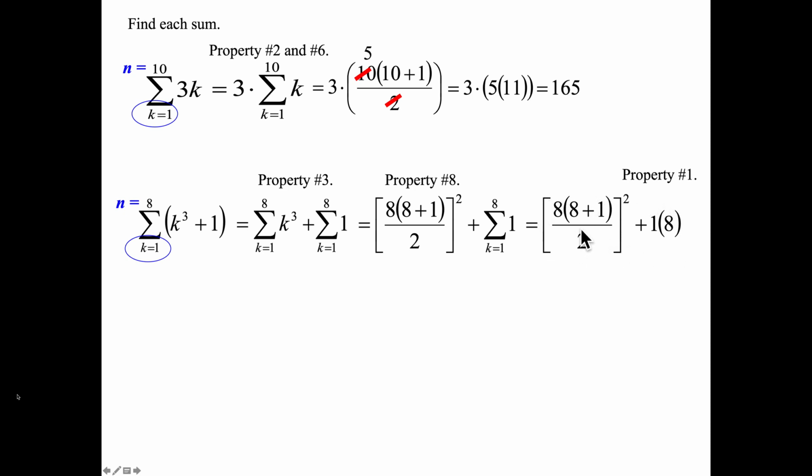So all we have to do is crunch these numbers. Well, to simplify this out, 2 can go into 8 4 times. 8 plus 1 is 9. So this will be 4 times 9, which is 36. And we square the 36. And then we'll add an 8 to it, which came from 1 times 8. So that's 1,304.